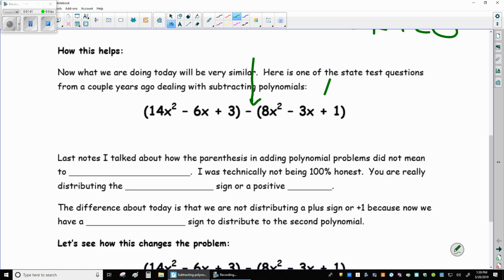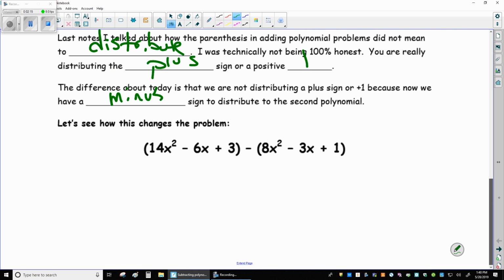So last notes I talked about how these parentheses in the adding polynomial problems did not mean to distribute. I was lying though. Back with adding ones, we were distributing the plus sign. We're really distributing a positive 1. That's the best way of saying what we're actually distributing. Well, here there's not a plus sign or a positive 1. What is there here? The difference today is that we're not distributing a plus sign because now we have a minus sign distributed.